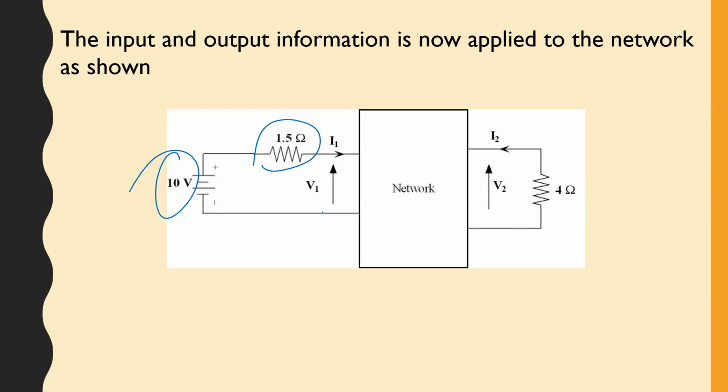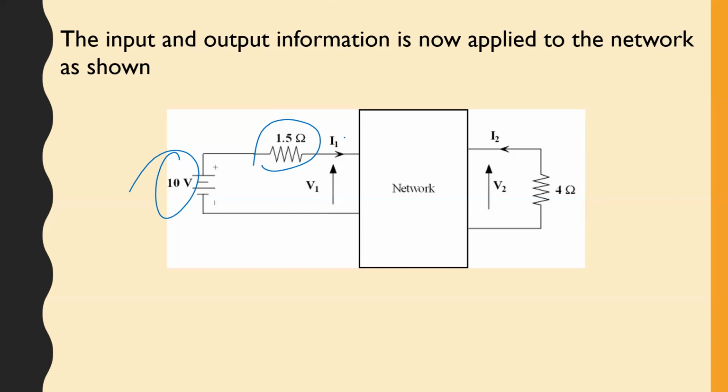Okay, so from this, what would V1 be equal to? Given all that, given the information that we have here, on the input side, what is V1 equal to? Ten minus 1.5 I1. All right, so V1 would be equal to 10 minus 1.5 I1.